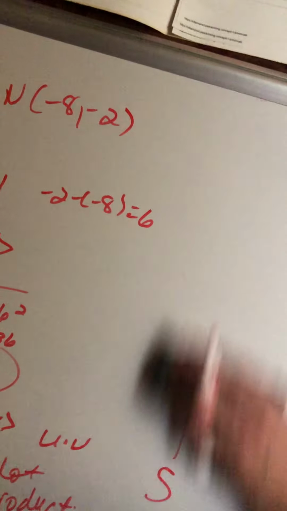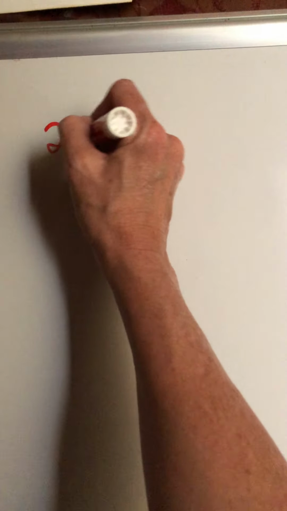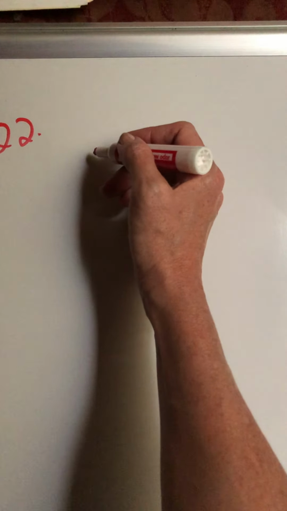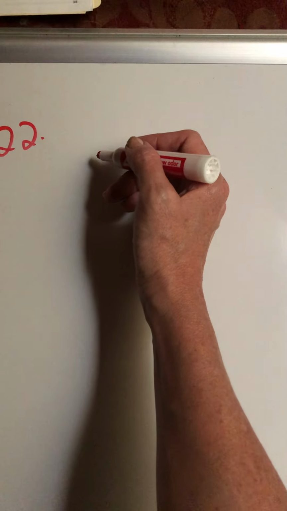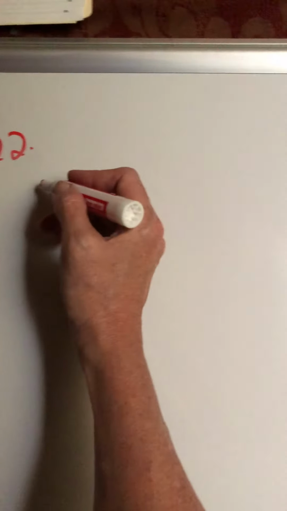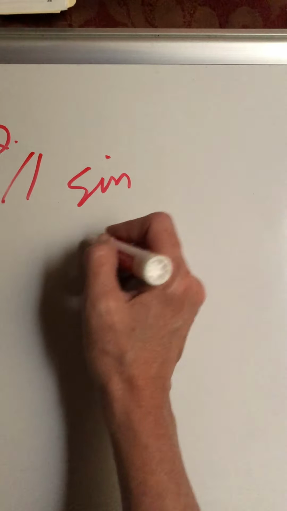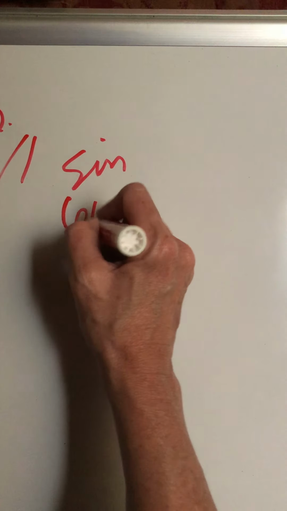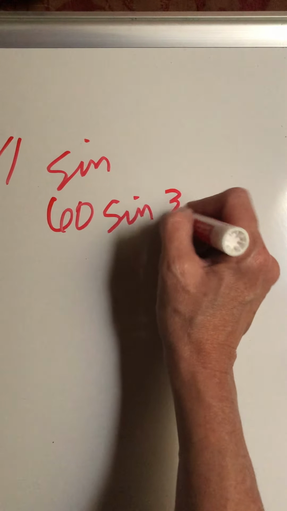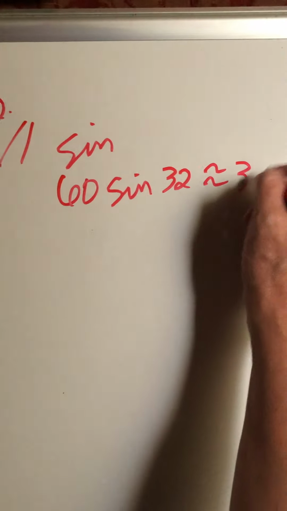And number 22. A block of ice weighing 60 pounds rests on a 32-degree incline. What force parallel? Okay, so guys, this one is like number 4. We want the parallel force. The parallel force is your sine. So we're going to take the magnitude, which is 60, times the sine of 32, which gives about 31.8 pounds.